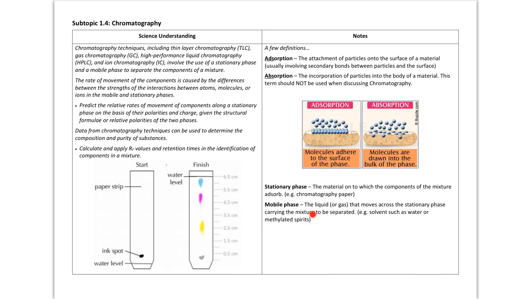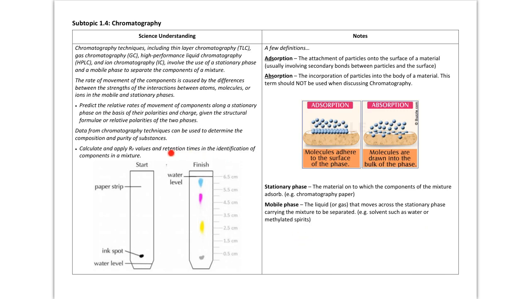The mobile phase is the liquid, or gas in gas chromatography, that moves across the stationary phase, carrying the mixture to be separated. So in the case of the experiment like we did in the lab, a bit like this here, that was the water or the methylated spirits.